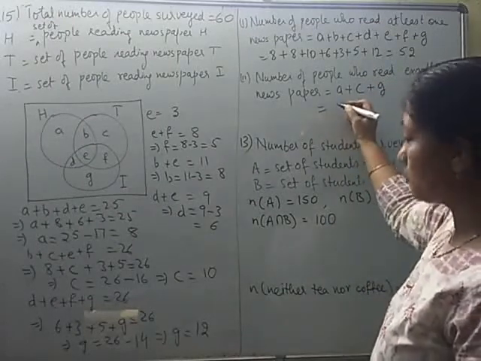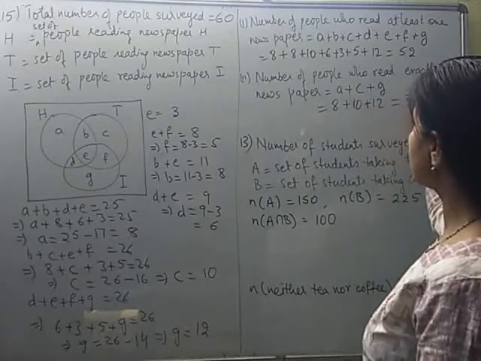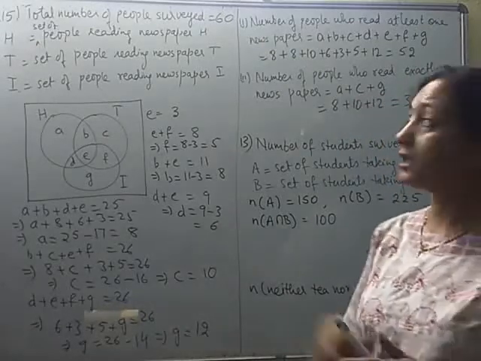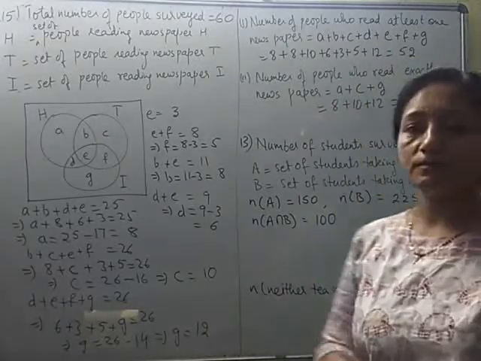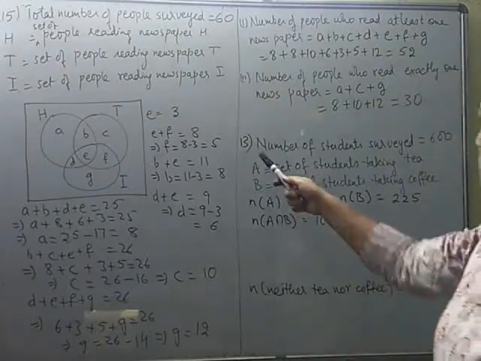Let us see what the total comes out to be. 8 plus 10 plus 12. So it is 30. There are 30 people among these 52 who are reading exactly one newspaper. Now moving on to the 13th one.